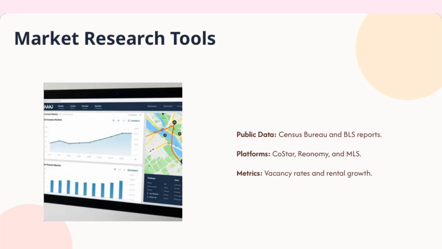Now, let's take a closer look at some of the key metrics we use to analyze the market. First, vacancy rates and rental growth are crucial indicators. Vacancy rates tell us how much of the available rental inventory is unoccupied, giving us a sense of supply and demand dynamics. Meanwhile, rental growth shows us how rental prices are evolving over time, which is vital for assessing investment potential and market health. To gather this data, we rely on platforms like CoStar, Reonomy, and MLS.